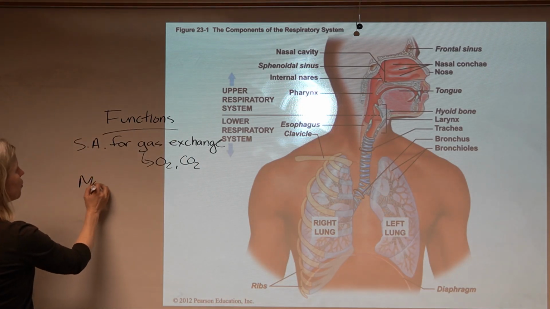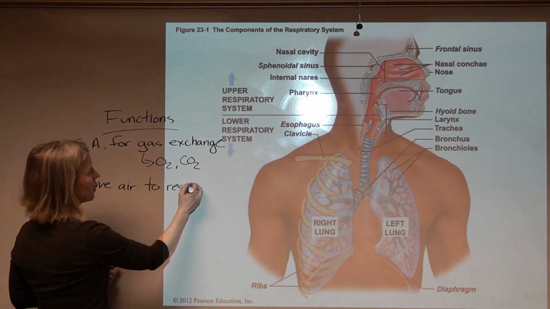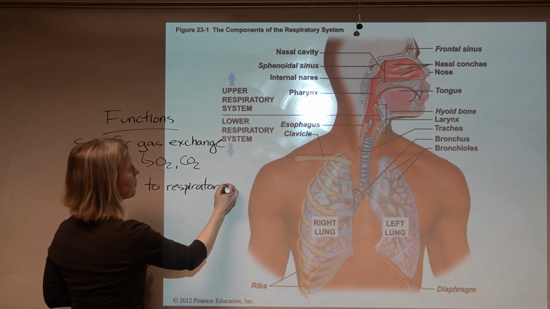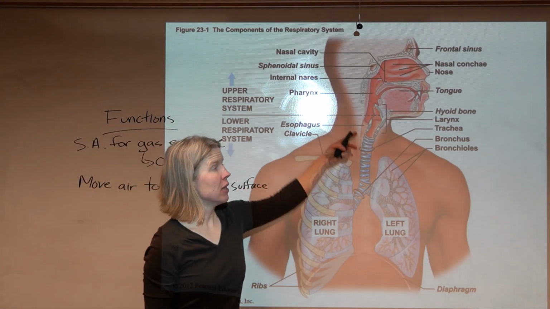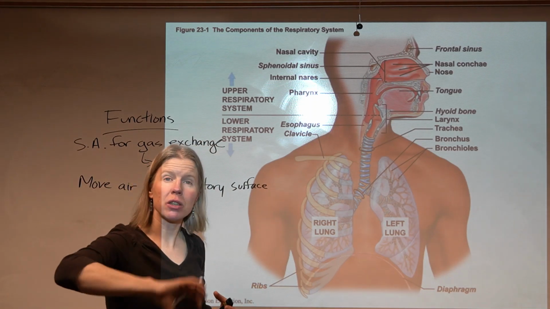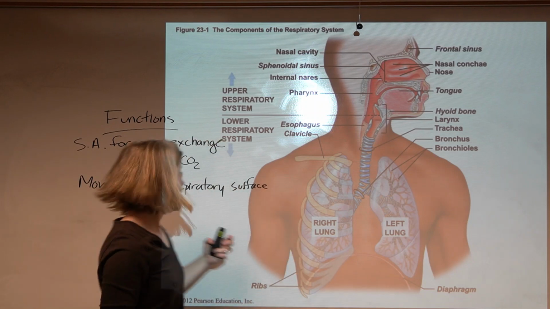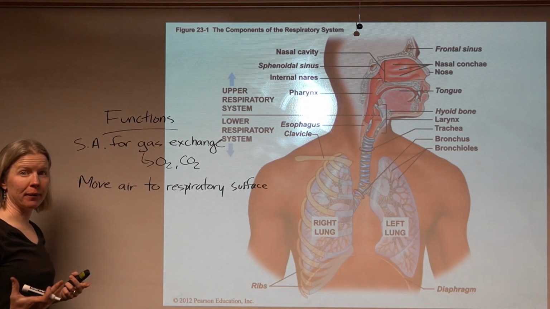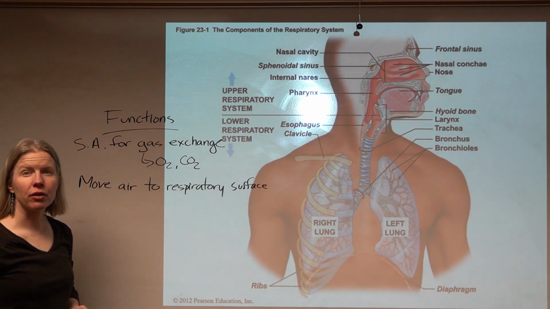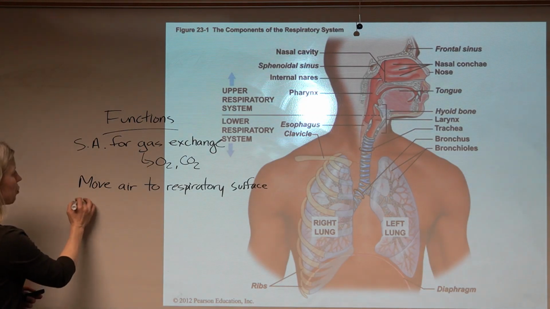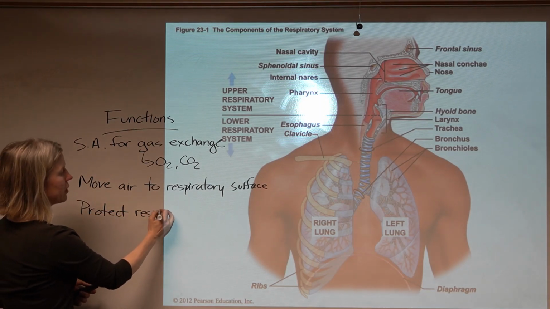So we need to move air to this respiratory surface. You can think of that as the trachea and all these other tubes, right, are passageways for the air. You could also consider the contraction of the diaphragm when we think about how we're moving that air, right? But it supports this gas exchange. Okay? We also want to protect that respiratory surface in the lung.